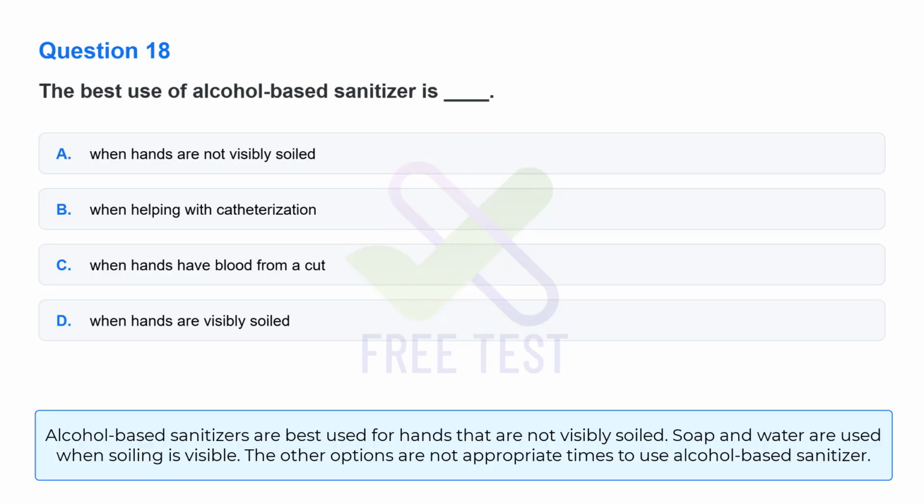The correct answer is D. When hands are visibly soiled. Alcohol-based sanitizers are best used for hands that are not visibly soiled. Soap and water are used when soiling is visible. The other options are not appropriate times to use alcohol-based sanitizer.